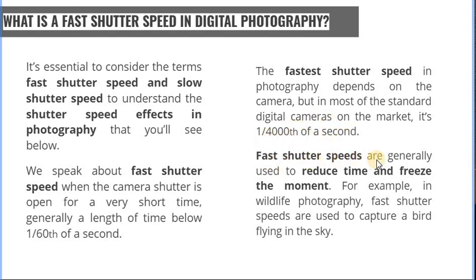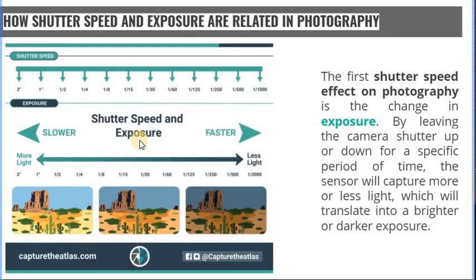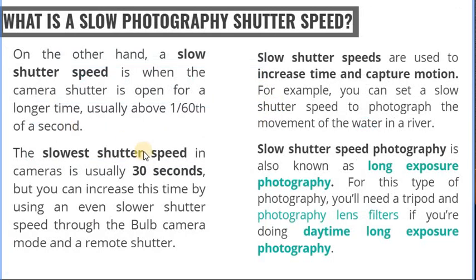So, fast shutter speeds are generally used to reduce time and freeze the moment. Sabi ko nga, kapag moving objects, kailangan mas mabilis ang shutter speed mo. For example, wildlife photography. The fast shutter speeds are used to capture a bird flying in the sky. So, how about the slow shutter speed?